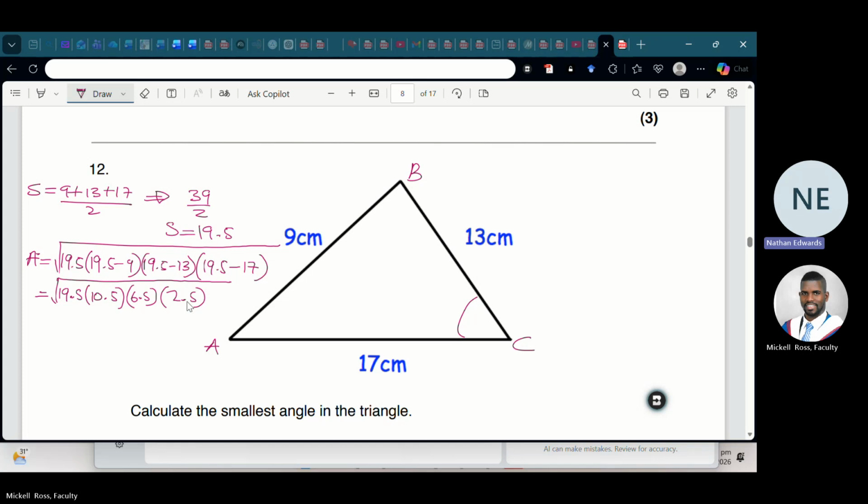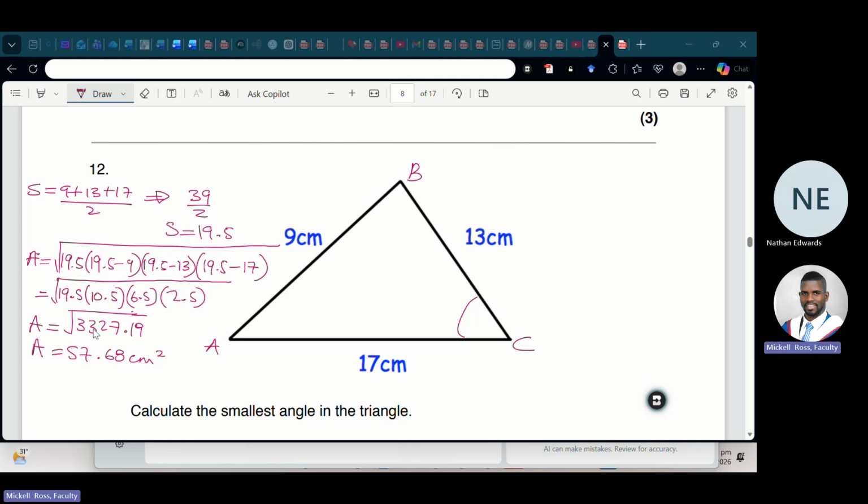So for the angle, it's 31.6 degrees, and for the area, I have 58.0 centimeters squared. You said 57.6 for the area. For the area, 58.0, sir.